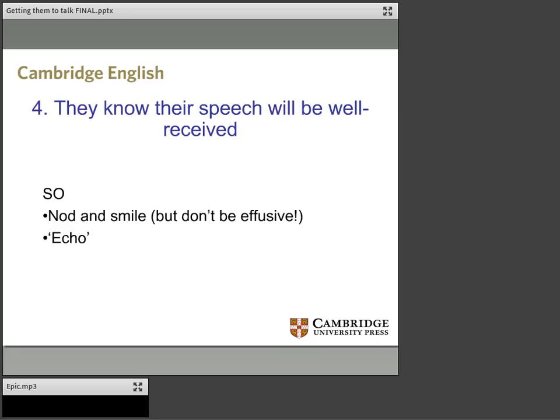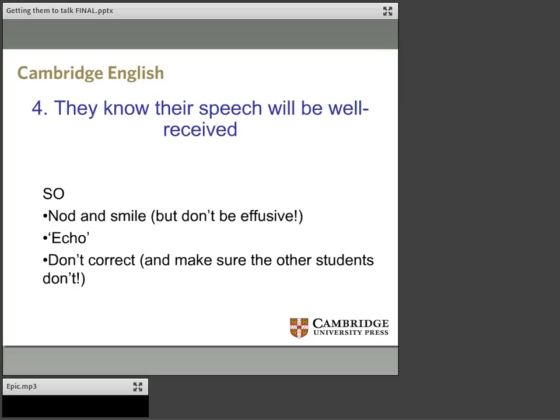Echo is a nice one, a nice tip. What they've said, you echo it. Say it again yourself. They say something like, I think this is a really good idea. So you say, Elena says that this is a really good idea. So you're echoing what they're saying, and your echoing is in itself an affirmation, a sort of compliment, an implicit compliment, an idea that they are saying something which is worthwhile and worth repeating.